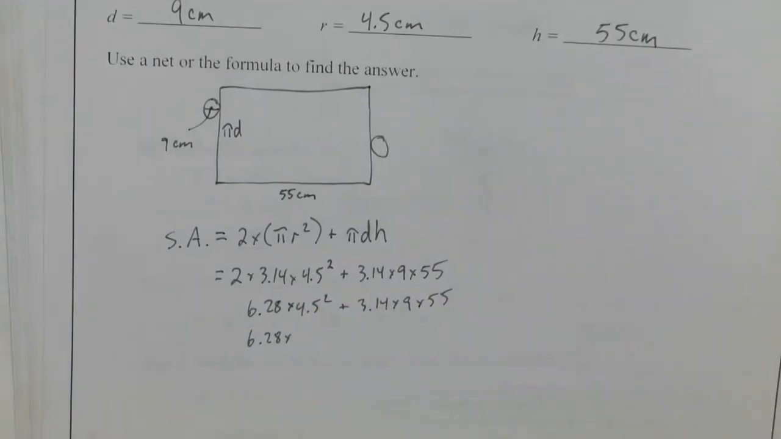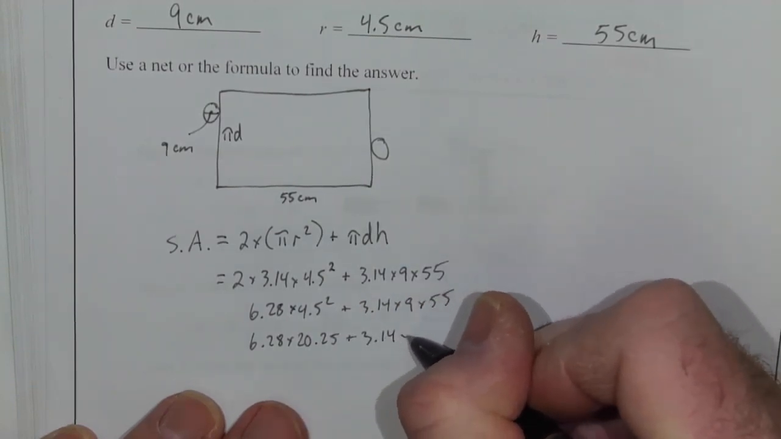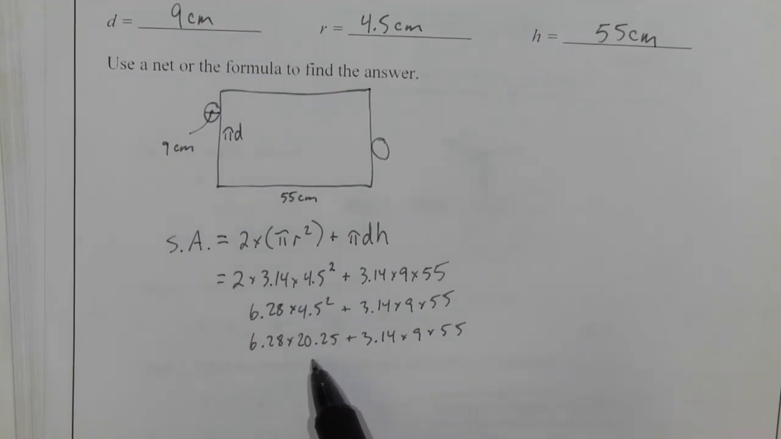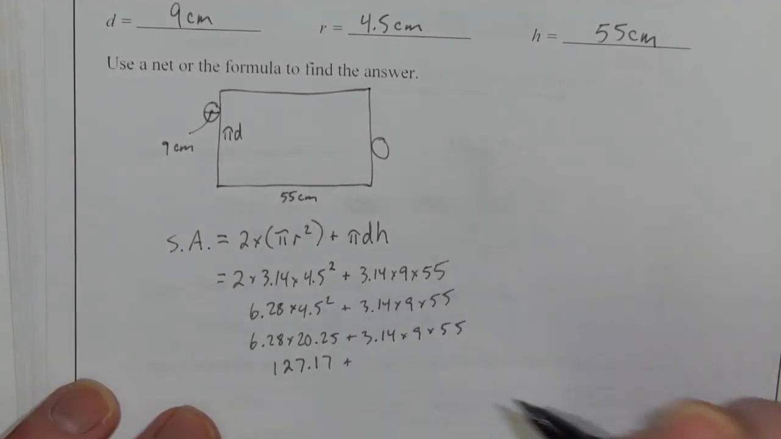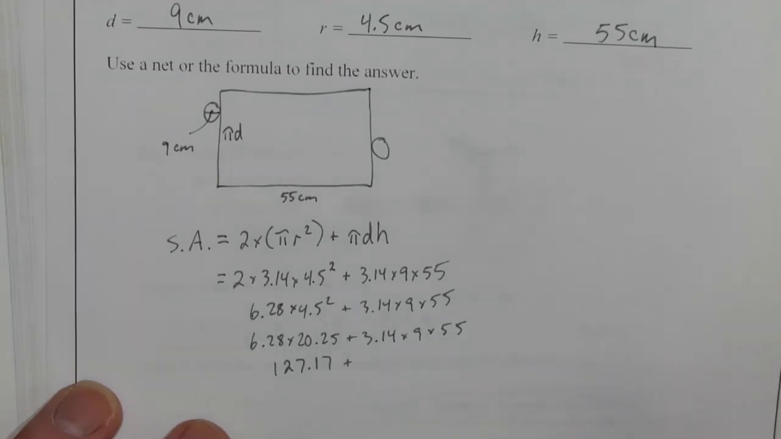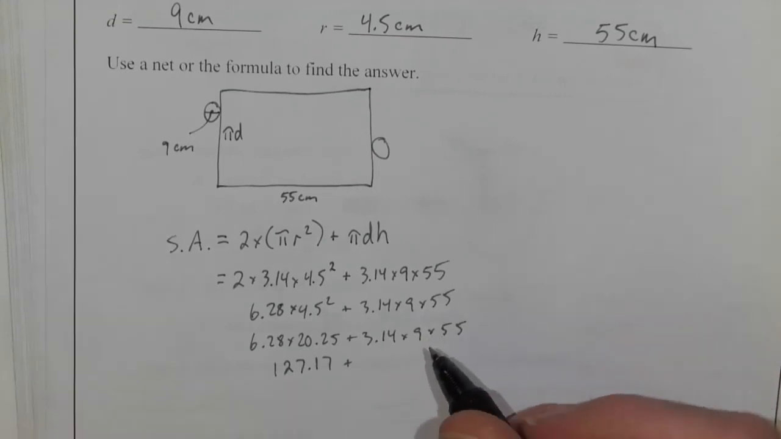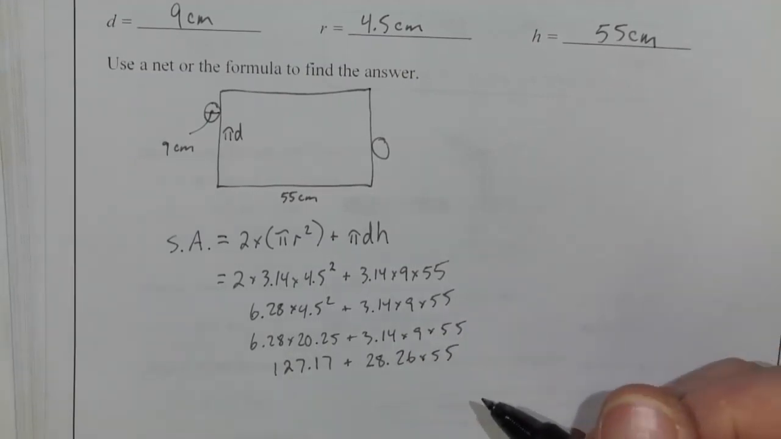6.28 times, and then 4.5 squared is 4.5 times 4.5, which is 20.25 plus, and then we'll leave this for another minute. Now we multiply 6.28 times 20 1/4, and we have 127.17 plus. Now we can go over here. Let's do 3.14 times 9 is 28.26 times 55.